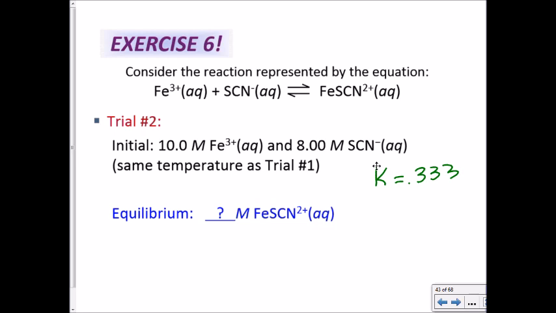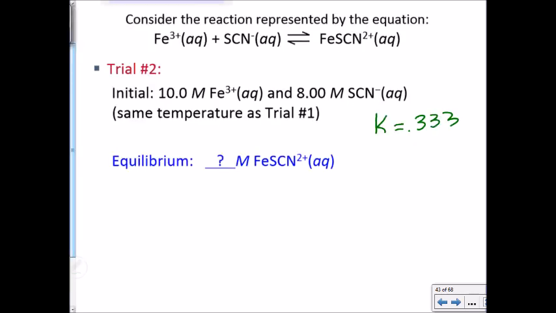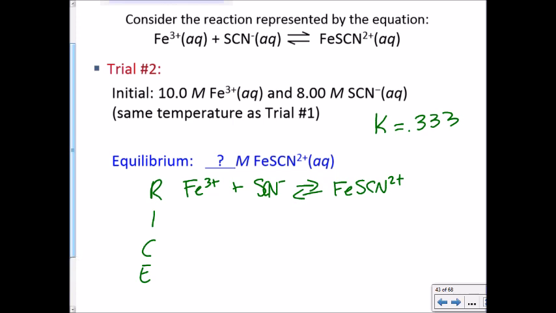Consider the reaction represented by this equation. Initially, we have 10 and 8. We want the equilibrium concentration of the product. So let's go ahead and set up our Rice table again. Initially, I have 10 of my iron. And really, you don't have to write in the molarities and all of that. And once again, we're going to start with 0 here because it tells us we don't have any of that.